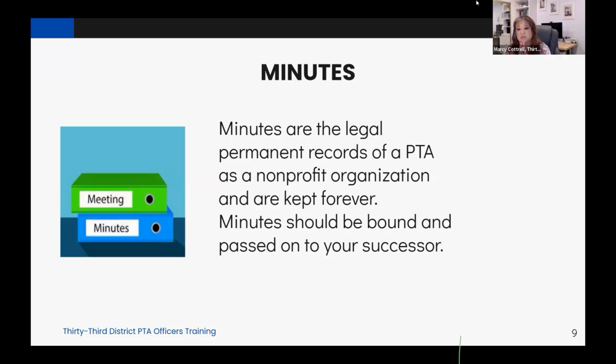So please, please, please make sure you're keeping your minutes. Please make sure you're printing them out and binding them. That is corporate nonprofit law, not PTA law. So just so you know. Thank you.